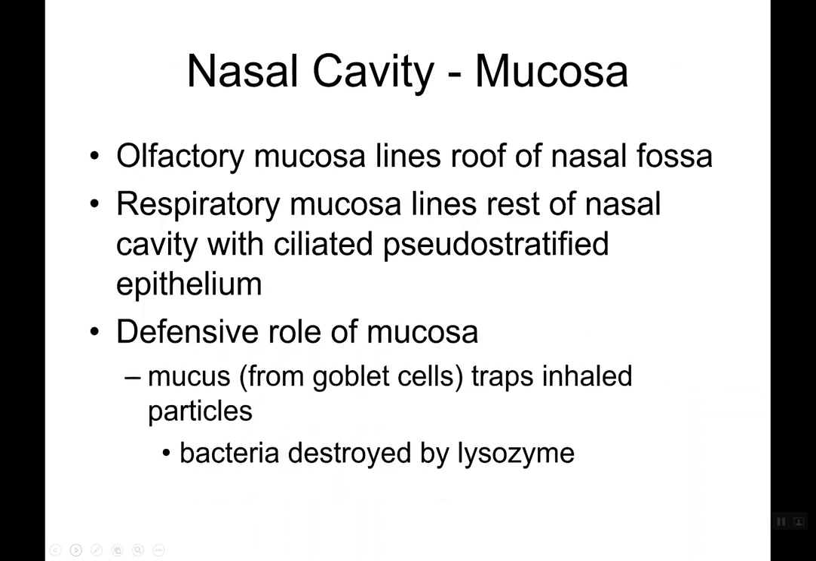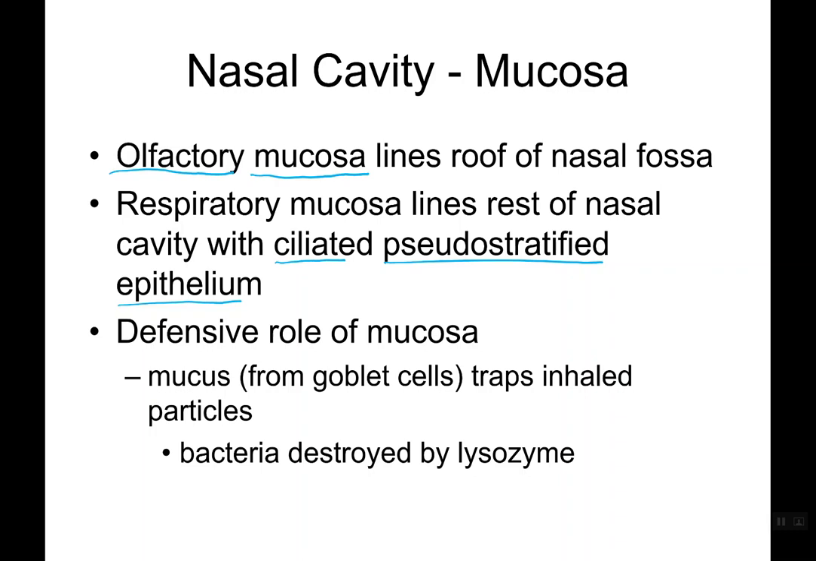The mucosa of the nasal cavity is also special. So the respiratory mucosa lines the nasal cavity with ciliated pseudostratified epithelium primarily. So this is a very common epithelium. You'll also find it in the trachea and bronchi. We're going to keep seeing this kind because it's good at moving mucus around. But the olfactory mucosa, as you saw last term in the microscope in the lab, lines the roof, and this includes things like Bowman's glands and other stuff that is there specifically to facilitate smelling rather than just breathing stuff.